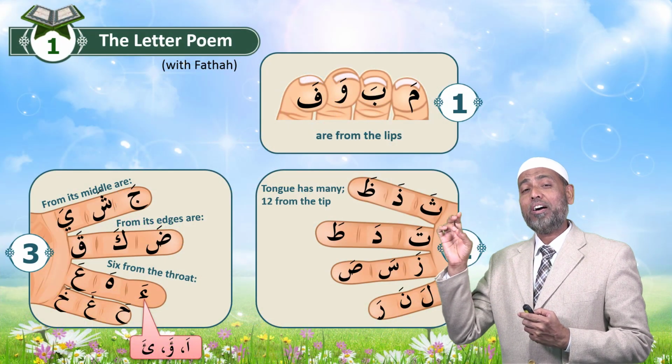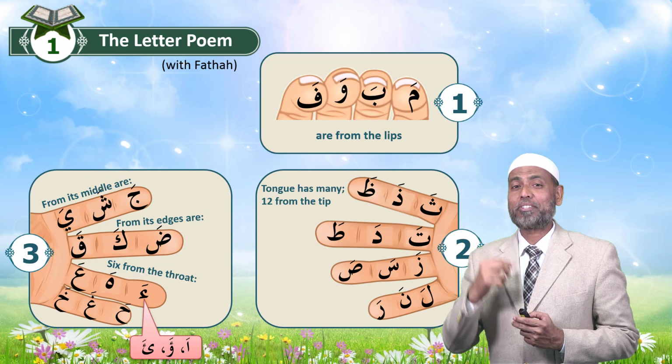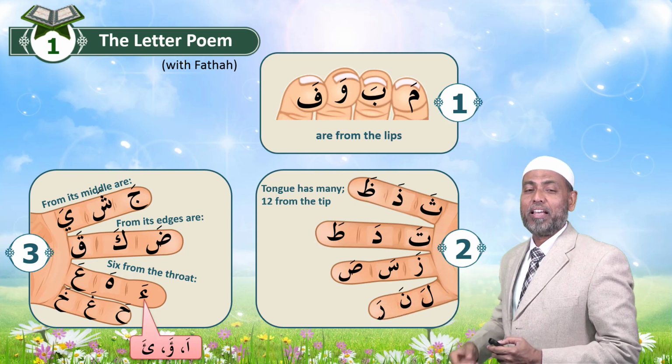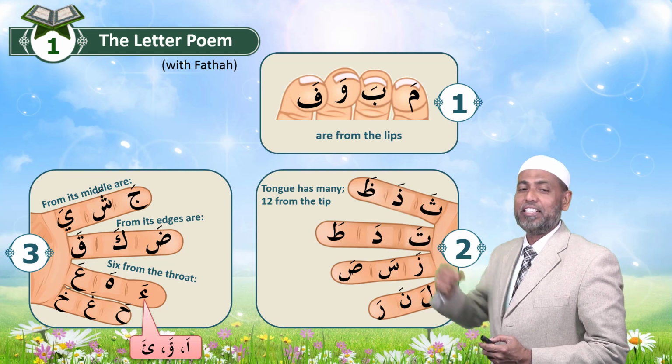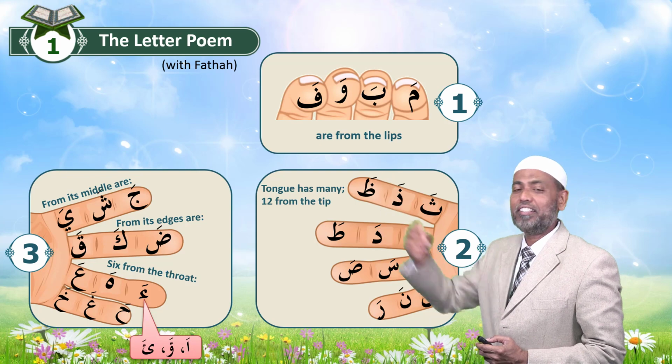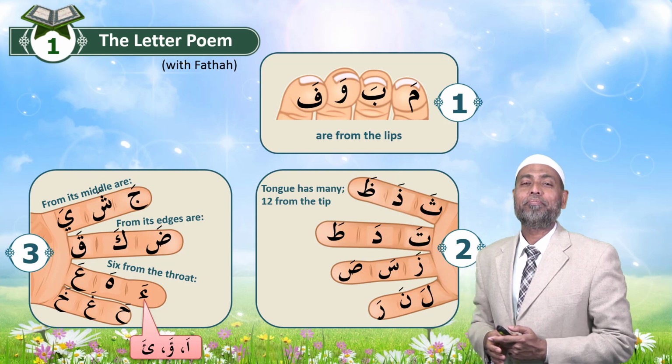Ma, ba, wa, fa are from the lips. Tongue has many, 12 from the tip. Tha, dha, dha, ta, da, ta, za, sa, sa, la, na, ra.